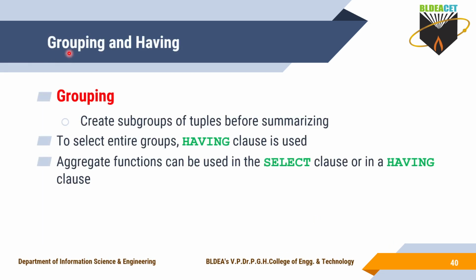Next is grouping and having. Grouping creates subgroups of tuples before summarizing. If you want to group the tuples, it is possible using grouping. To select entire groups, the having clause is used. So you can create subgroups using grouping, and if you want to specify a condition on the entire group, that is possible using the having clause.